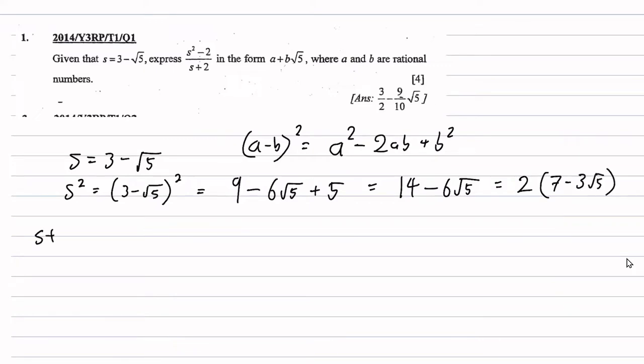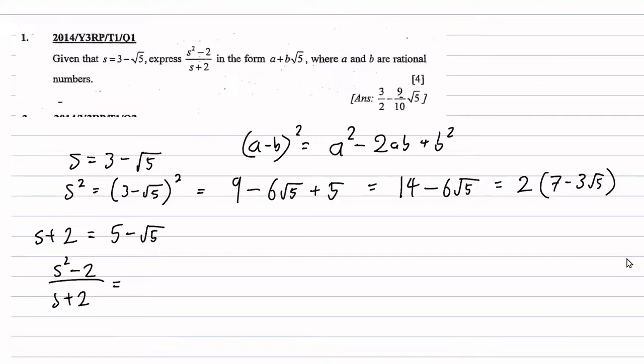What else? We've got s plus 2. Let's see what that is. 5 minus root 5. Correct? Okay, good. Actually, factorizing out the 2, I think it's useful. Just factor out the 2. Then let's figure out what s squared minus 2 over s plus 2 is now. Just substitute in s squared minus 2.